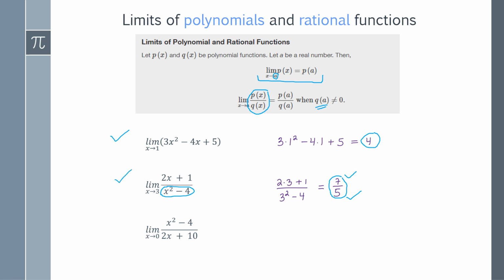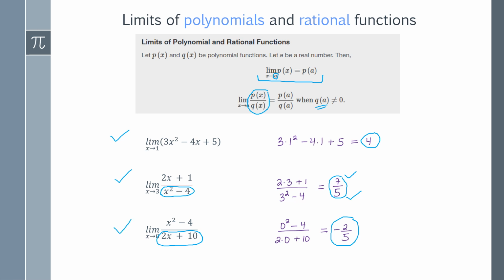All right, and then the last problem, same idea. We have limit as x goes to 0 of the rational function x squared minus 4 over 2x plus 10. So I'm going to zoom in on the denominator, 2x plus 10. If I evaluate that expression at 0, I do not get 0. And that's all we need to do to check and proceed. So I'm plugging in 0 for x, and we get negative 4 over 10. And that of course reduces to negative 2 over 5. All right, so that is our answer here.